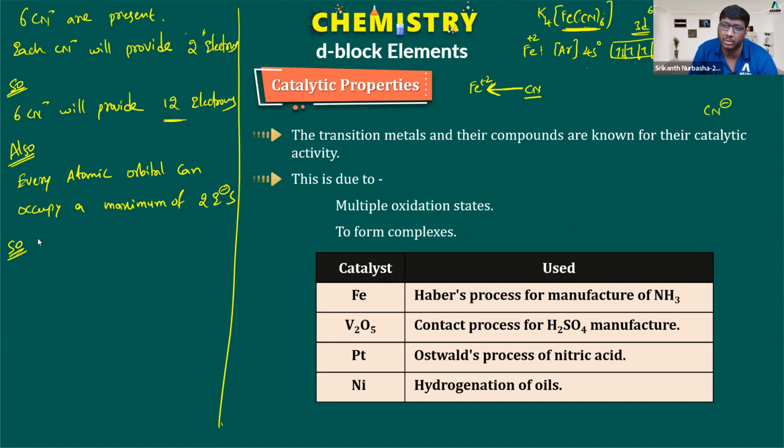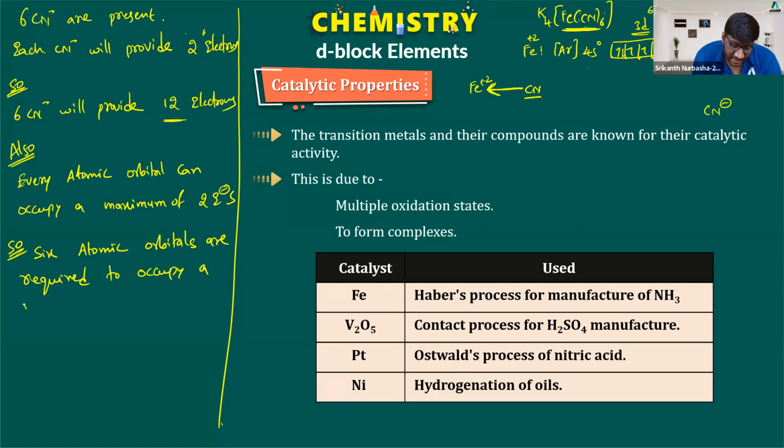Because one atomic orbital can occupy 2 electrons, and we are getting 12 electrons from cyanides, I require how many atomic orbitals? 6 atomic orbitals are required to occupy a maximum of 12 electrons. Everything clear, students, up to now? Simple maths only. Yes or no? One cyanide is giving 2 electrons. We have 6 cyanides. So 6 into 2, 12 electrons are given in total. One atomic orbital can occupy 2 electrons only. So to occupy 12 electrons, we need 6 atomic orbitals. And I have written the electronic configuration of Fe plus 2. What is the electronic configuration of Fe plus 2?